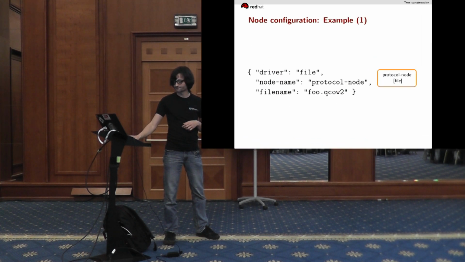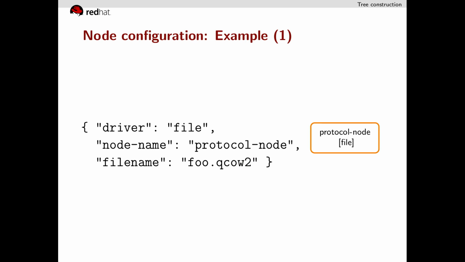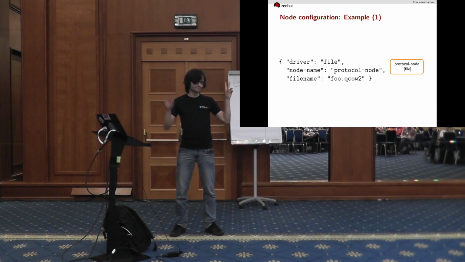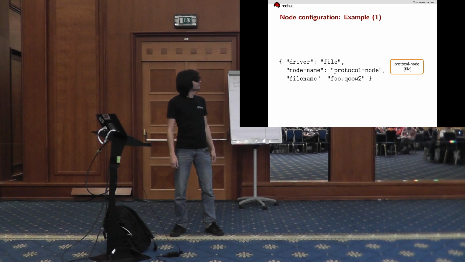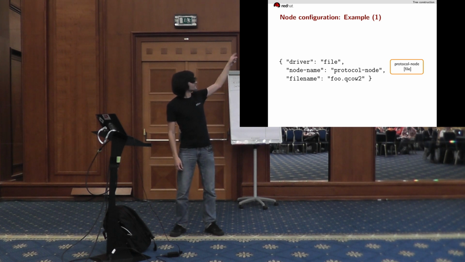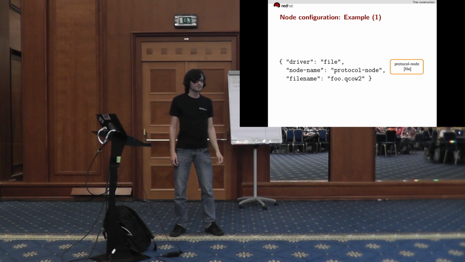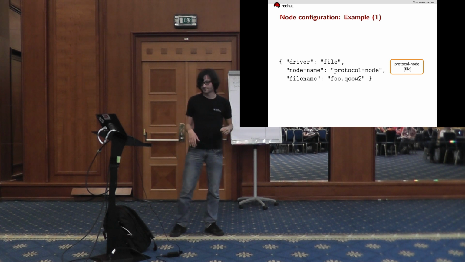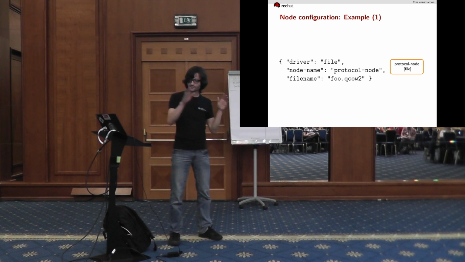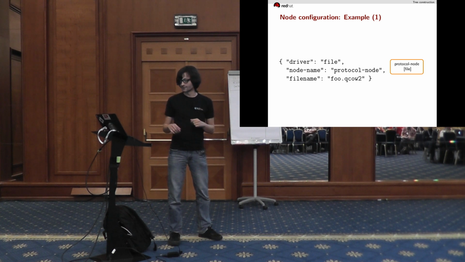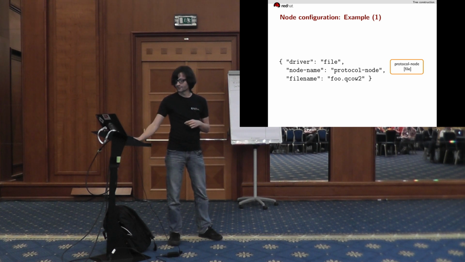So to create a very simple protocol node called protocol node, managed by the file driver, you would just give these options given here in JSON format. So you specify the driver to be file, you specify the node name to be protocol node, and the file we want to open is called foo.qcow2, so we pass that. And then if you give that to QEMU, it will create this single node. Now, a single node is not very interesting, so let's make a tree out of it.